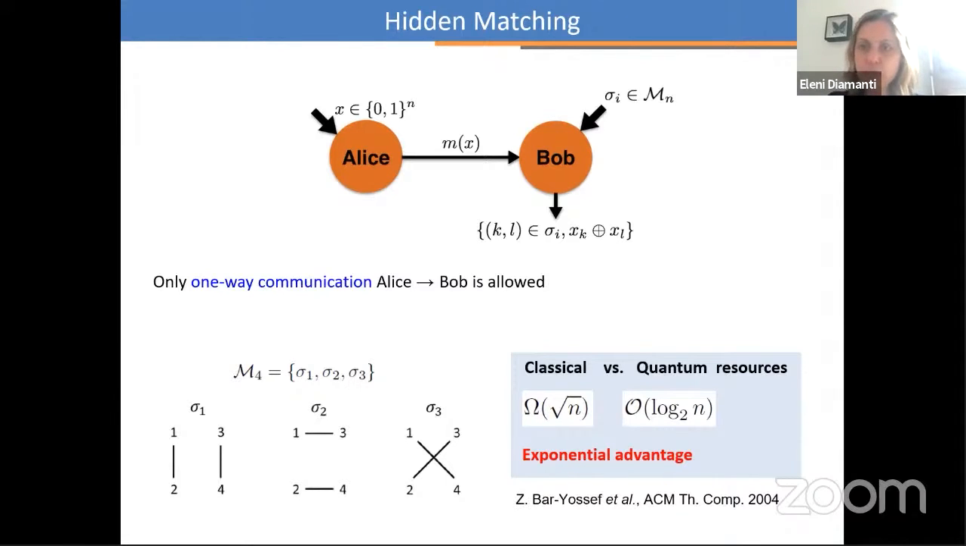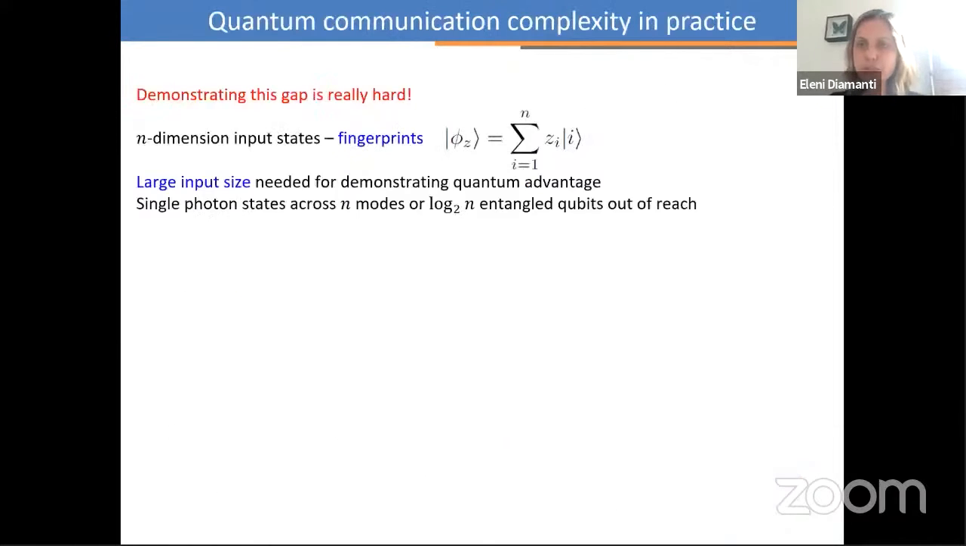I should also point out here, for the theorists among you, that this is one-way communication. This is important, otherwise two-way communication is a big resource. So only Alice can communicate information to Bob. Otherwise, the solution to the problem is trivial. So let's go now a little bit into how one would like to demonstrate this protocol in practice.